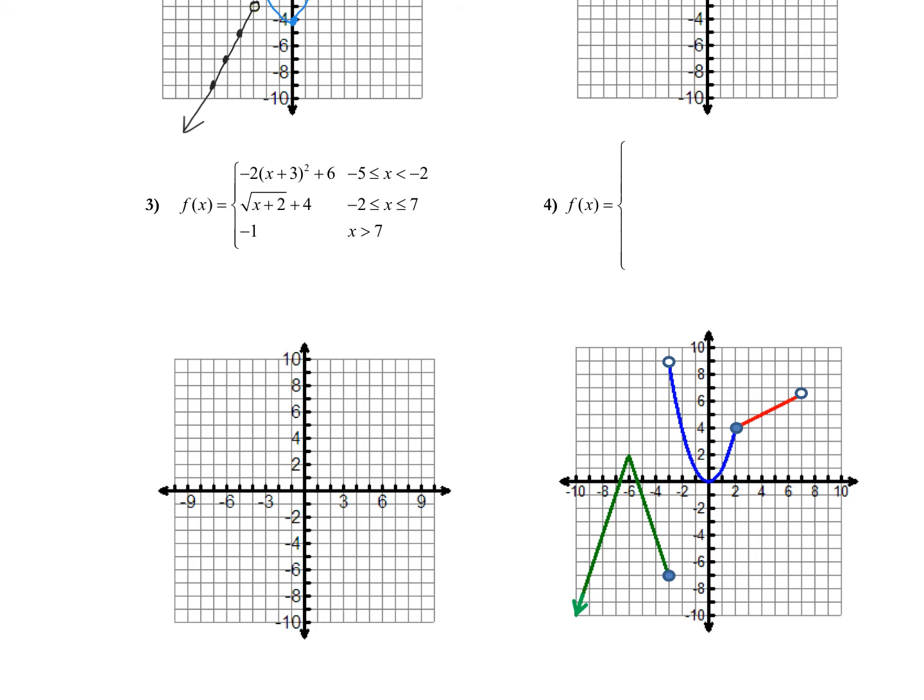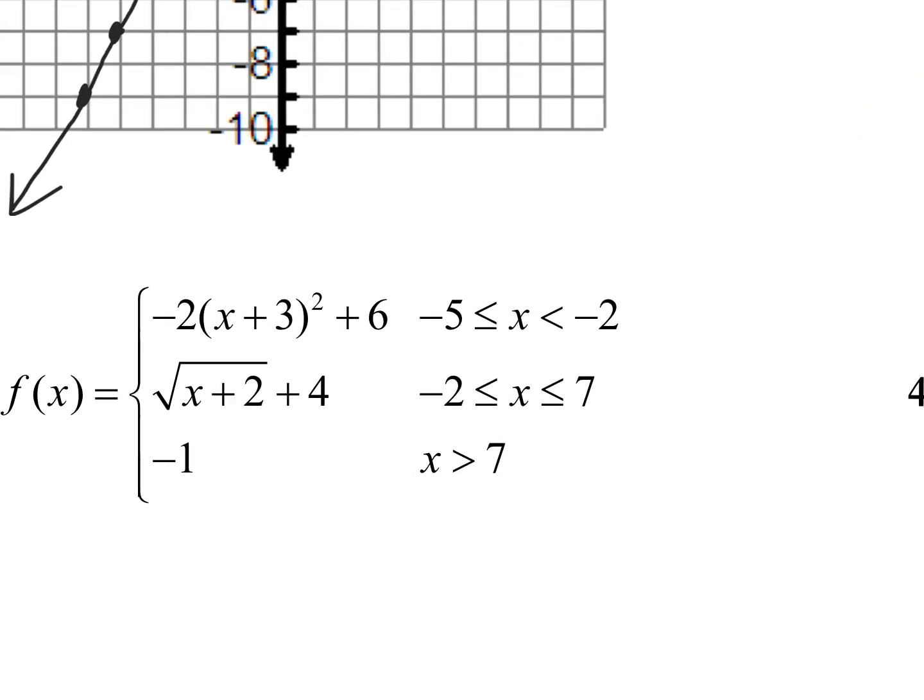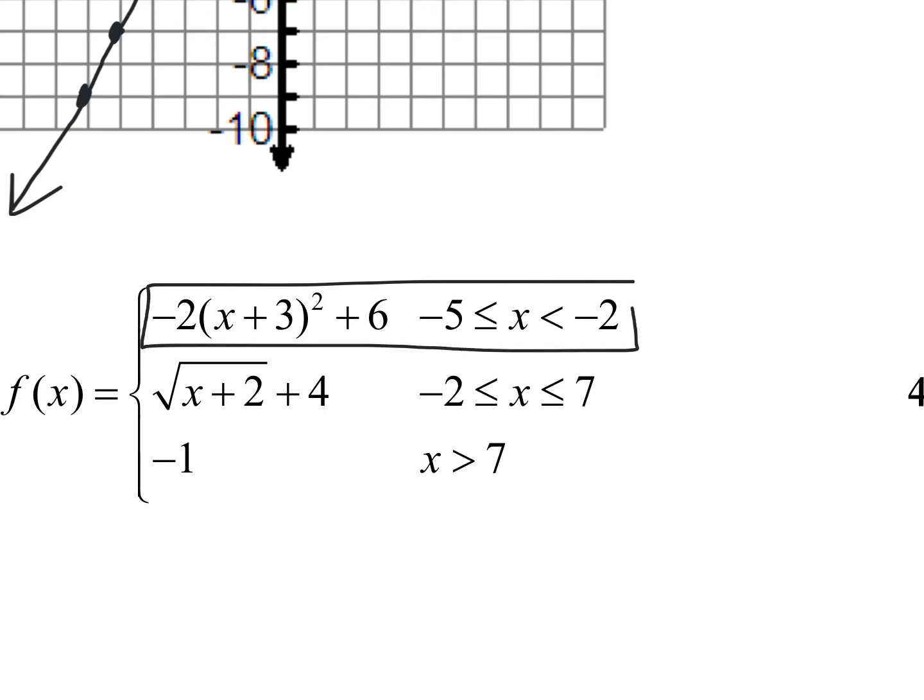So here we go. We've got a parabola for this. Vertex is -3, 6. That's probably going to be helpful. They also want me to plug in -5 and -2. Those are these endpoints. I just recognized right away that the vertex is -3, 6. That fits in between those two endpoints, so that's going to help me have an accurate sketch.